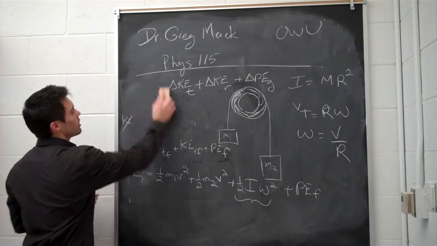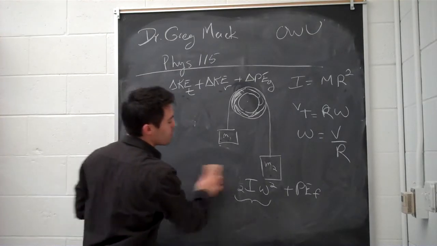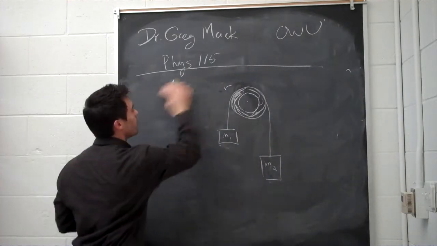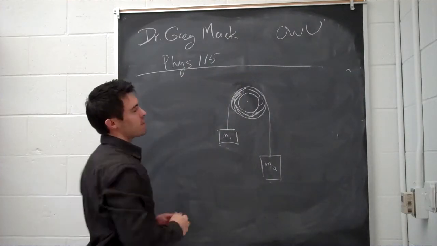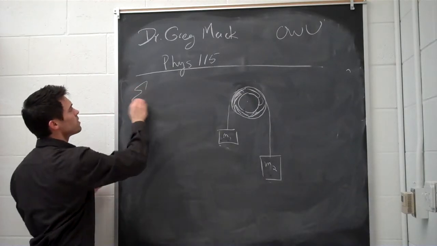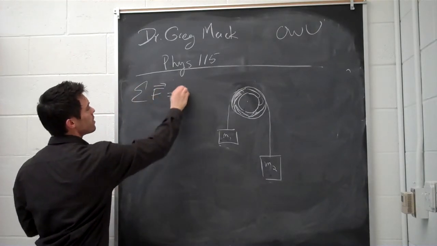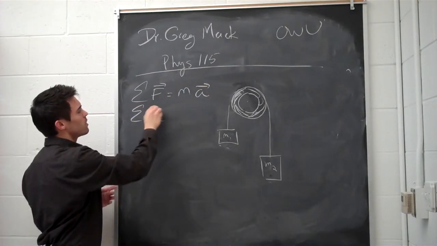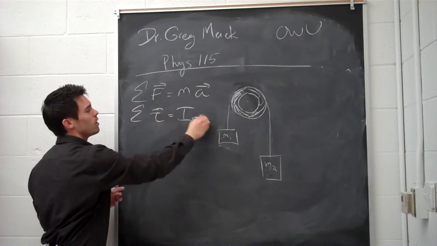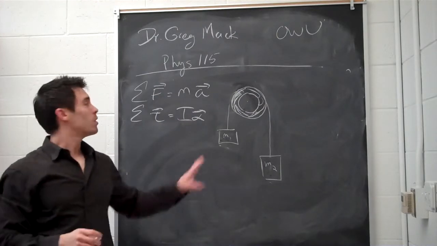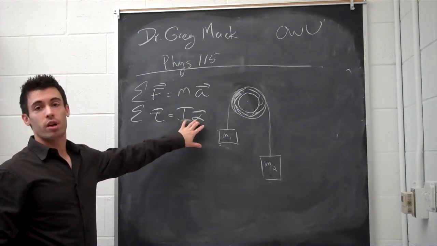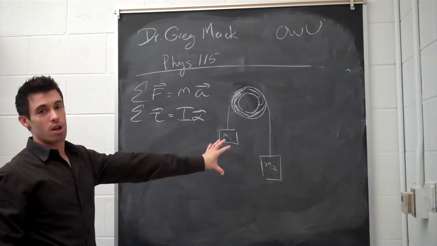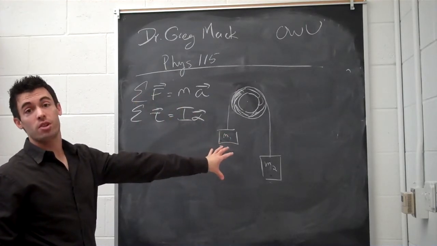If instead you were looking at this from the torque aspect, then what would you do? You'd have to say the sum of our forces is equal to mass times acceleration, and the sum of our torques is equal to I times an angular acceleration. Okay, so you have to look at both of these two things and see what's happening in here, and be able to write equations and then solve.